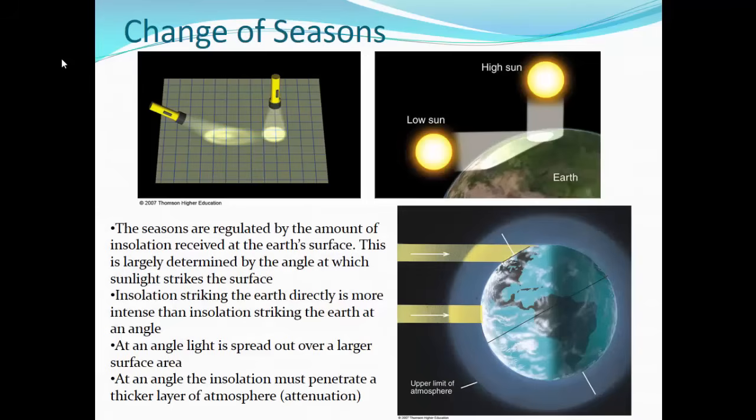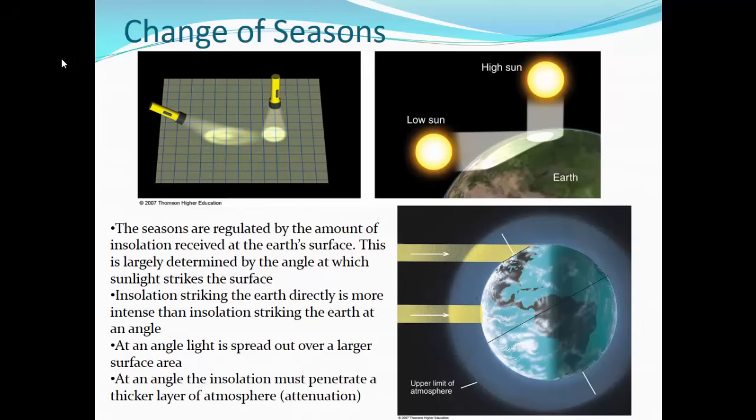How does this affect the change of the seasons? The seasons are regulated by the amount of insolation received at the Earth's surface. This is largely determined by the angle at which the sunlight strikes the surface. Insolation striking the Earth directly is more intense than insolation striking the Earth at an angle. At an angle, light is spread out over a larger surface area.